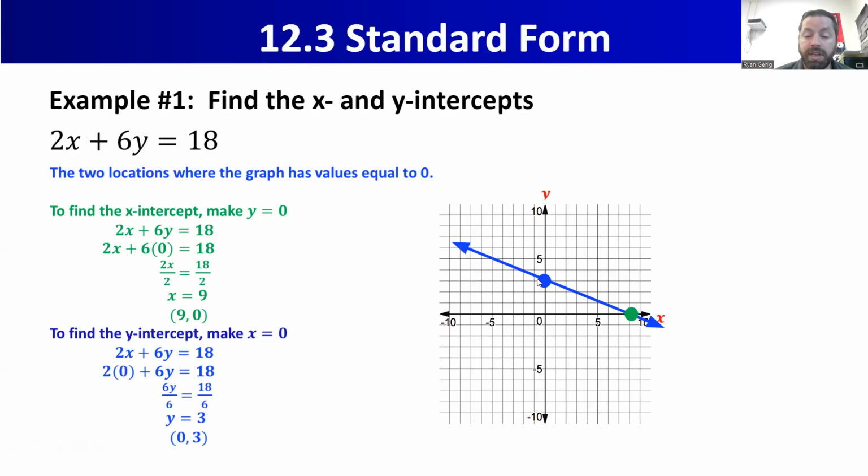Now, one thing I do want you to see is that the slope cannot be found just by looking at my equation. If I look at my original equation, 2x plus 6y equals 18, the slope is not seen there. The slope is actually -3 over +9, or -1/3. Again, not seen in the equation.